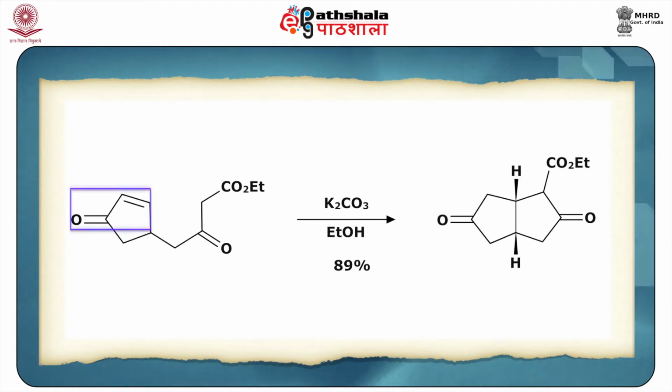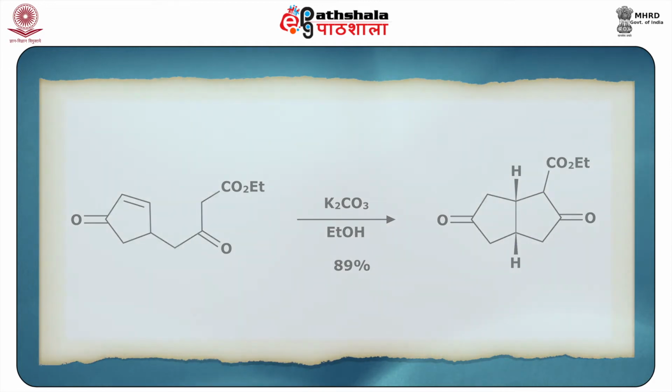So, when this is reacted with a base like potassium carbonate in the presence of ethanol, there will be formation of a carbanion at this position, which attacks at the fourth position, and you can see a new 5-membered cyclic ring will be formed, and it goes on to give this particular product as shown here.